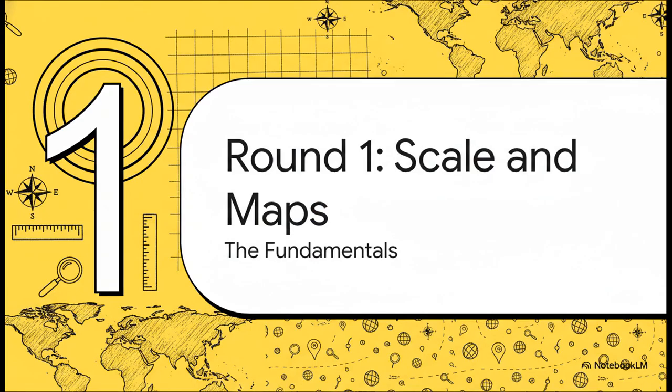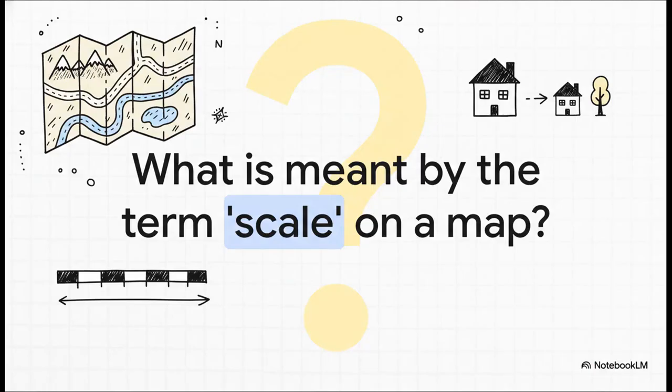All right, first up, we have round one, scale and maps. We're going to look at how we take our massive world and shrink it all down onto a single piece of paper. Okay, first question. You see the word scale on a map all the time, right? But what does it actually mean? Go on, take a second to think about it.